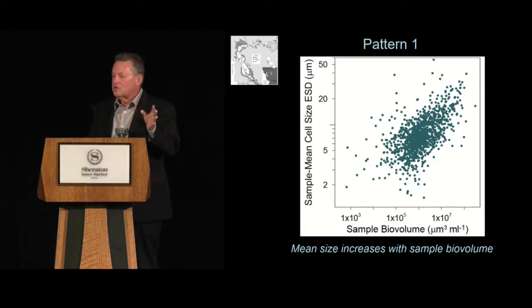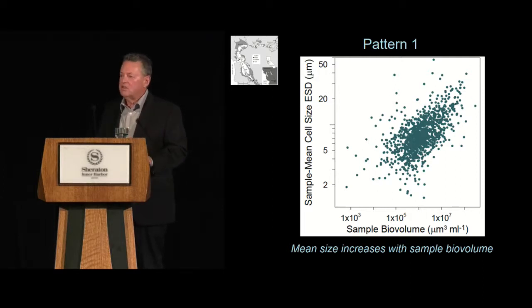After all those words, the pattern that emerges here is that as the total cell biovolume in a sample goes up, so does the mean cell size. So as the community builds, it builds towards large cells. I think this is a really fascinating pattern. It's not unique to San Francisco Bay. It's been seen in other places. So this seems to be a common size-based pattern that as biomass builds, cell size goes up.